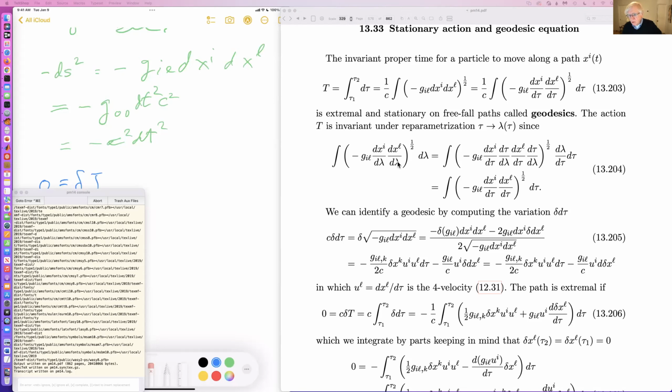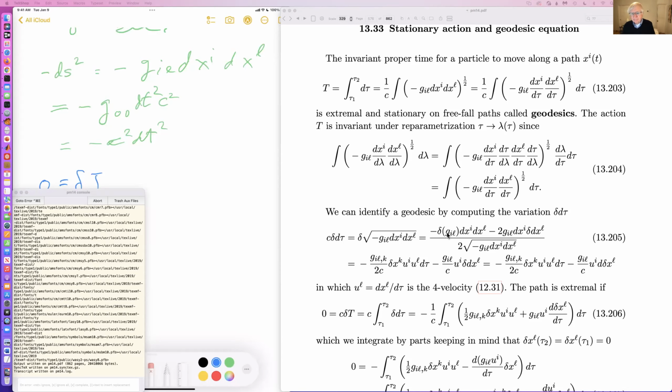So that shows that this form of the action is invariant under arbitrary reparametrizations, as long as they're one-to-one and differentiable in both ways and so forth. And so that's why this funny action is the action that people prefer.